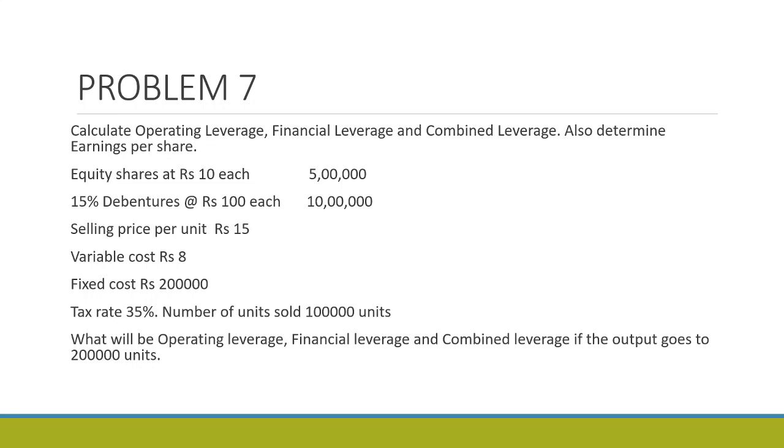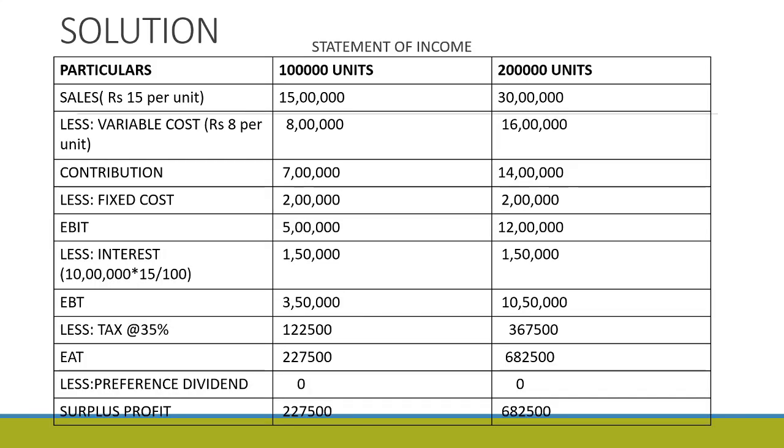So first we'll prepare a statement of income for both the levels of units, 1 lakh units as well as 2 lakh units. So a statement of income is prepared here. You can see it begins with 3 columns: particulars, 1 lakh units and 2 lakh units. So it begins with sales. Sales rupees 15 per unit. Number of units 1 lakh units. So 1 lakh units multiplied with rupees 15, 15 lakh rupees.